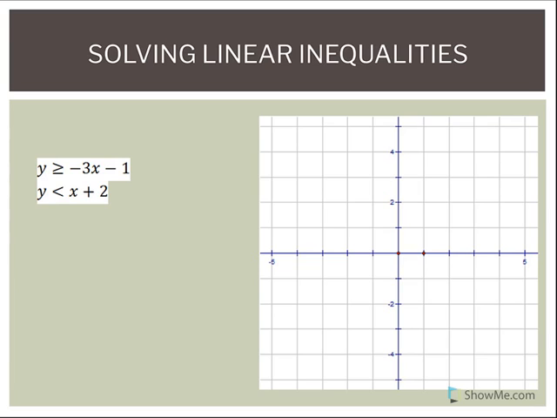Our first one has a y-intercept of -1 and a slope of -3. From here I'd go down 1, 2, 3 over 1, or up 1, 2, 3, left 1. Now I know my line's going to go here, but again I have to check: solid line or open line. It's going to be solid because of the equal to, so I can draw my line.